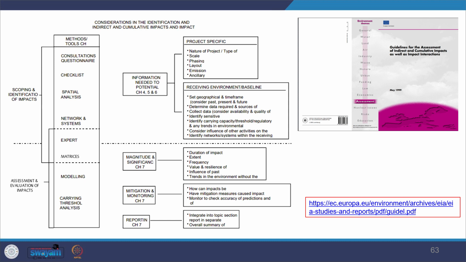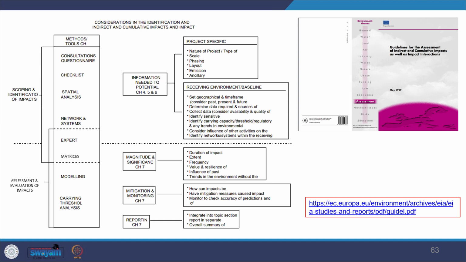So you have a consultation process in which you use tools like questionnaires and checklists, then you also undertake spatial analysis, and you can also have network and system analysis. You can also undertake expert and matrix analysis. So these methods and tools are available. And then based on this, what kind of information would be required for undertaking this? You would need project-specific information, like what's the nature of the project, what's the scale of the project, phasing, layout, emissions, ancillary, and then you would also need the receiving environment baseline.